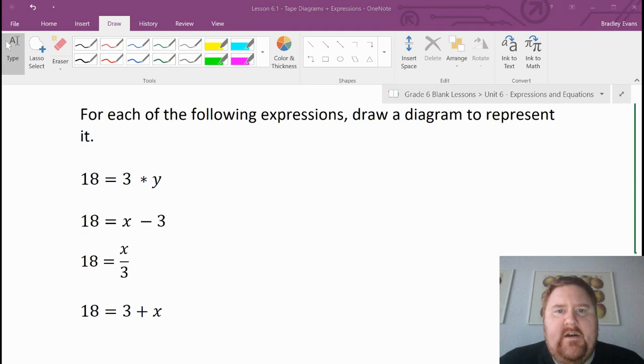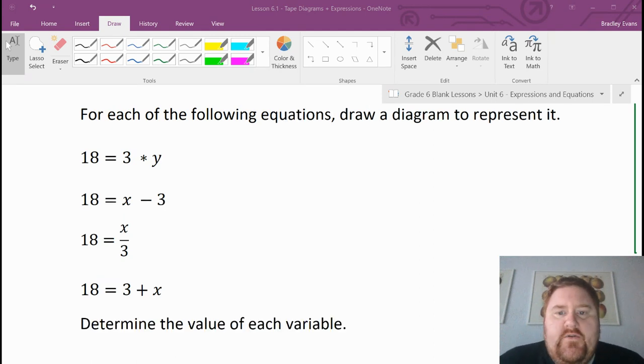Okay, the next part of the warm-up activity is take a look at each of these equations and draw a diagram to represent it. So you need to think. You are going to need to use a tape diagram here. And how would you represent this? So the total is going to be 18, and it's the same as 3 times y, or 3 groups of y. How might that look as a tape diagram? Press pause and try that one now.